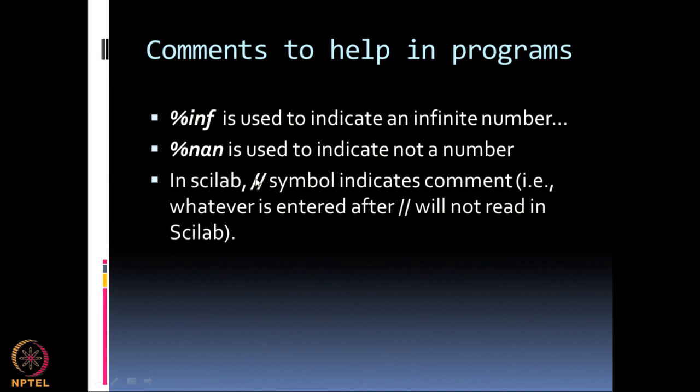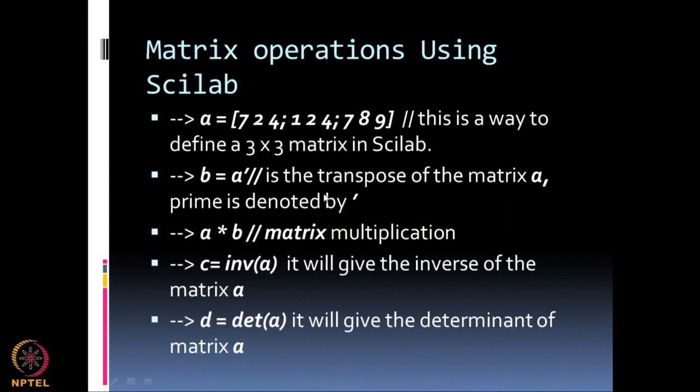I already mentioned earlier that the double slash represents a comment character. Anything you want to write as a comment, in Fortran it was the first column C followed by your statement. In Scilab it is 2 slashes followed by the comment. This will not be read or executed in Scilab. Okay. Now we will start matrix operations.